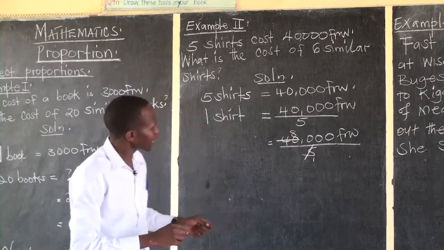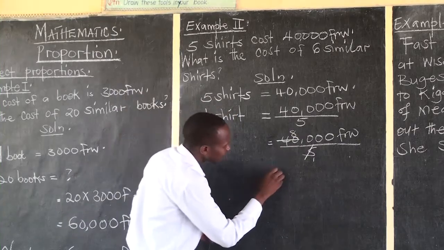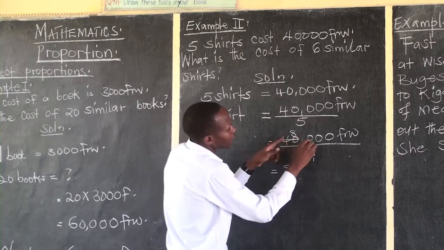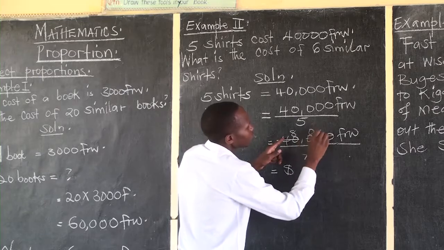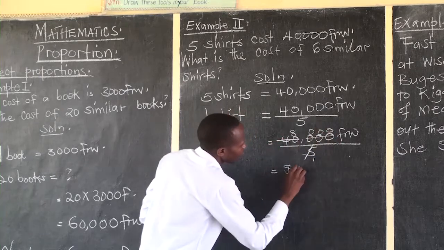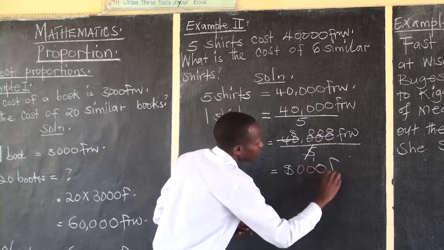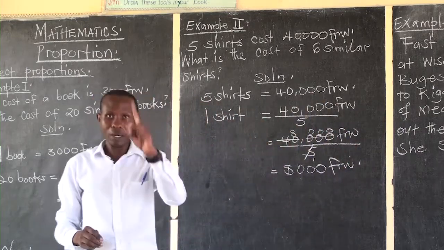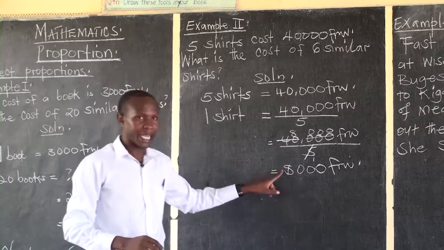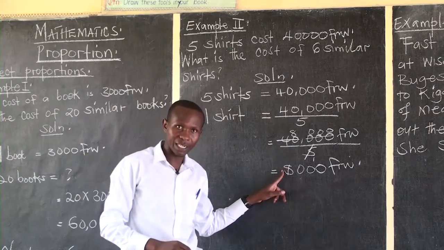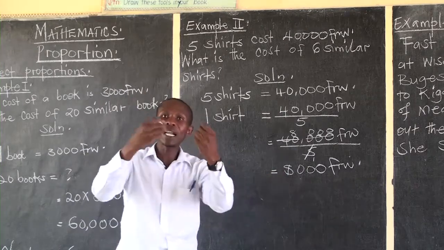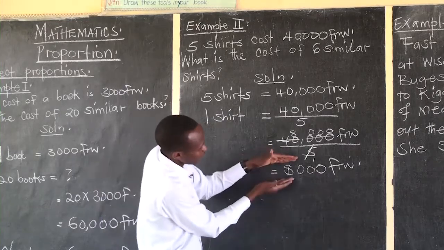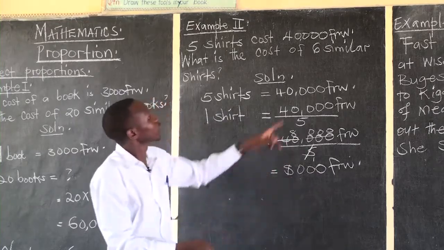What does it mean? One shirt costs us, here we are remaining with 8. Then here we have 3 zeros: 1, 2, 3. So we shall have 3 zeros here, francs. What does it mean? One shirt is equal to 8,000. If you want 5 shirts, you will get 8 times 5. It will give you 40.